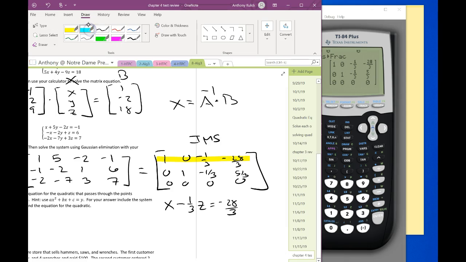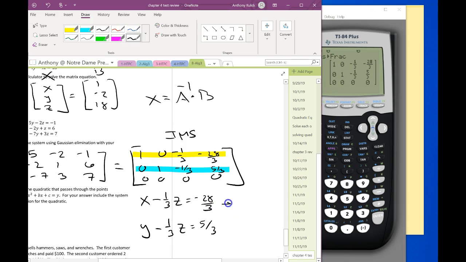Okay. If I look at the second row, that says y minus 1/3 z is equal to 5/3. Everybody okay there? So what I'm going to do is isolate the x and the y, because I can see that I can write both of them in terms of z, right? All I need to do is just add 1/3 z to both sides.